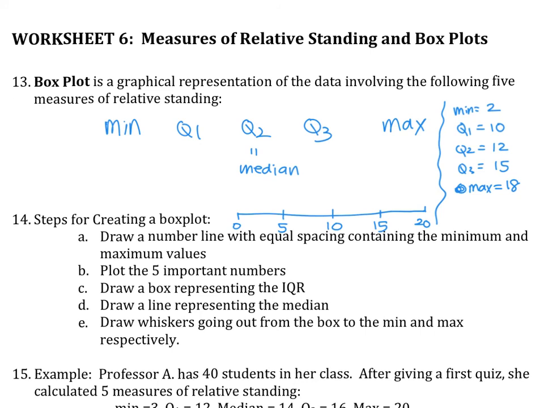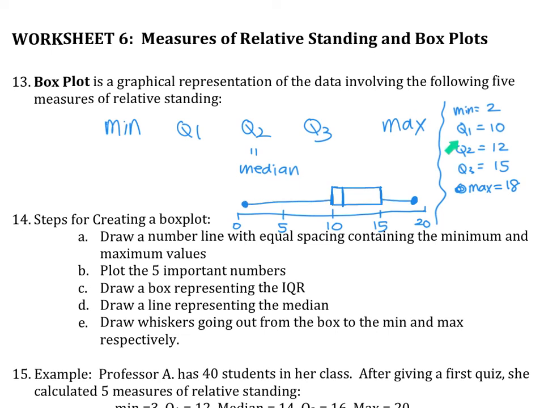So my minimum is 2. For the minimum, I'm going to put a little dot. The maximum is 18, so 18 is something like right before 20, so that's another dot. And I'll take the middle 3 numbers, and I'm going to go, 10 is here, 12 is about here, 15 is about here. So I'll draw a box with those 3 numbers. So that's 10, 12, and 15. And they branch out like this.